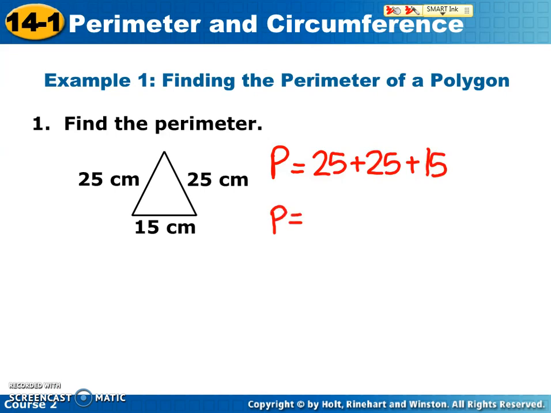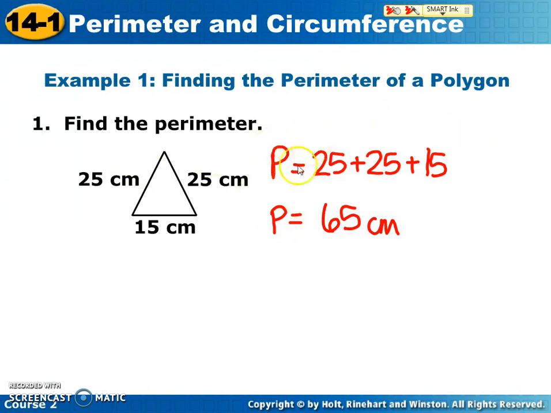All right, so as we have that, our first line of work is actually going to be the numbers that we're adding together. Like I said before, we don't have a formula, so it's only going to be 2 lines of work. So P equals 25 plus 25 plus 15, which gives us 65. And we can't forget our label, right? So 25 plus 25 plus 15, P equals 65 centimeters.